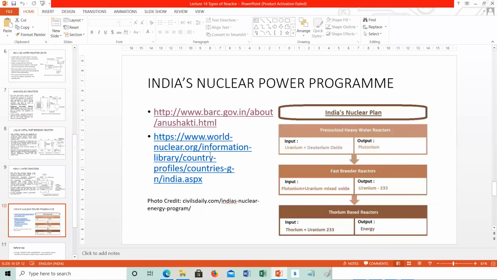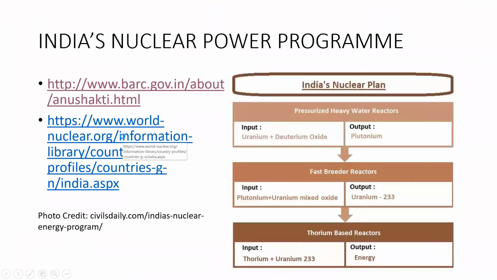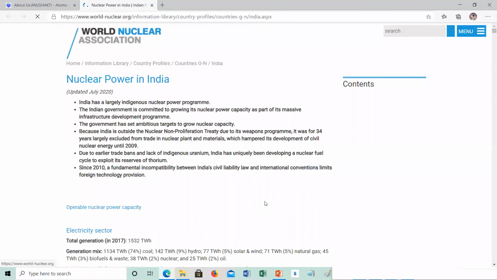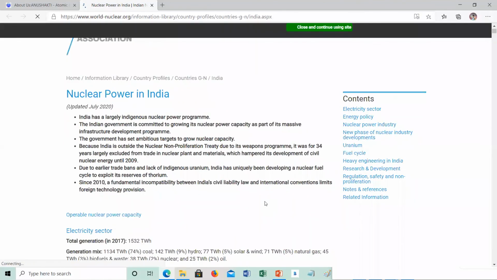Sorry, one more website is there, where the map of uranium deposits in India is given. I will show you. The World Nuclear Organization website also gives detailed information. We can go through this.